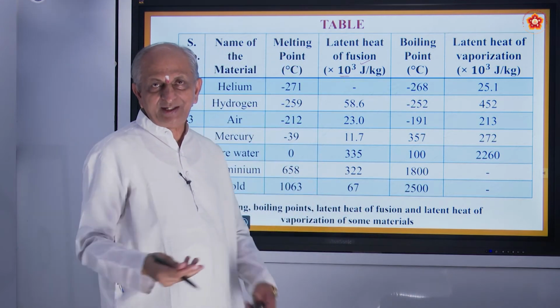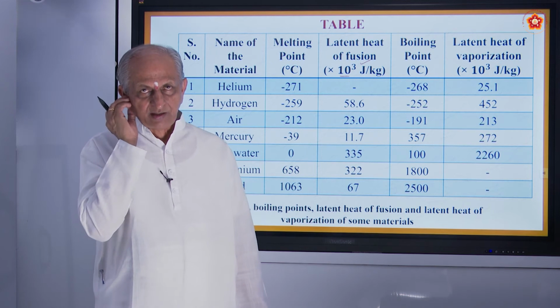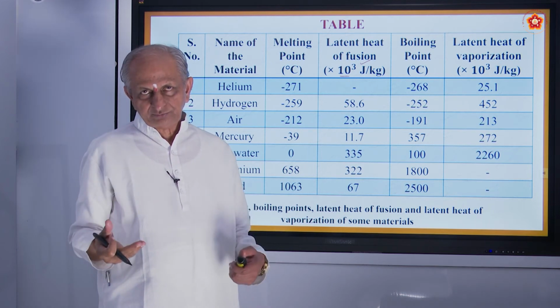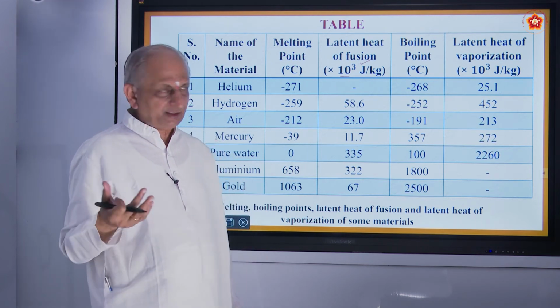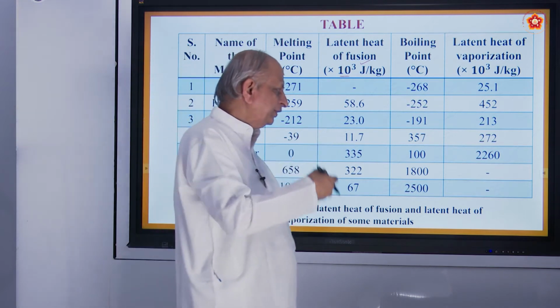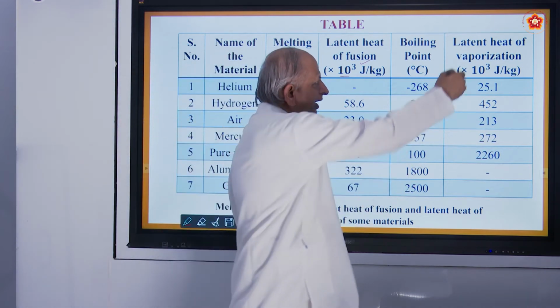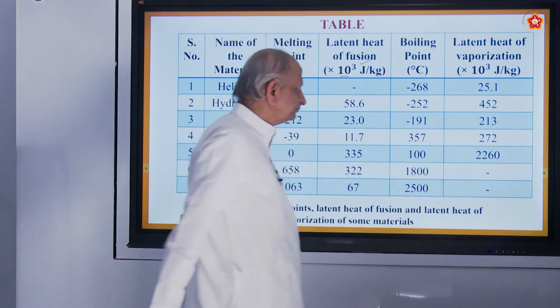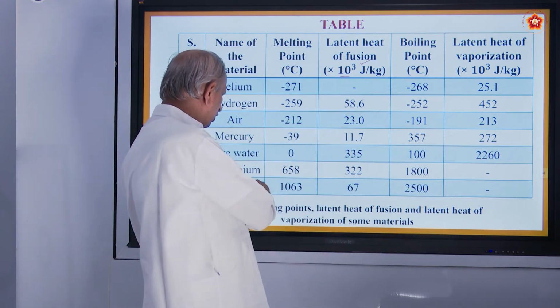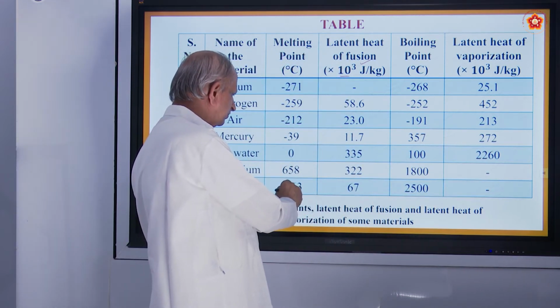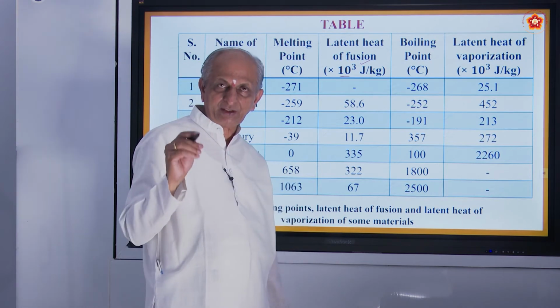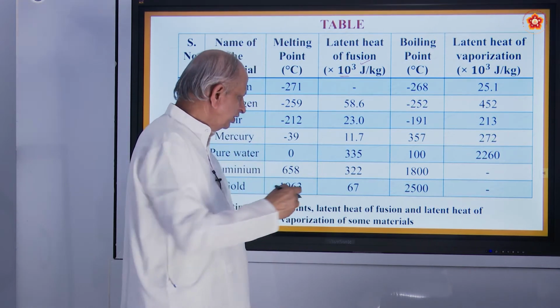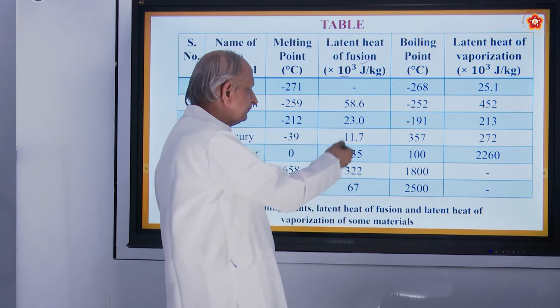You might have seen how aluminum vessels are made. They make liquid aluminum, then solidify it, then make it into different shapes, and latent vaporization is not there. And in the case of gold, the melting point is 1063. That means to melt that gold, you have to heat it to 1063 Celsius.